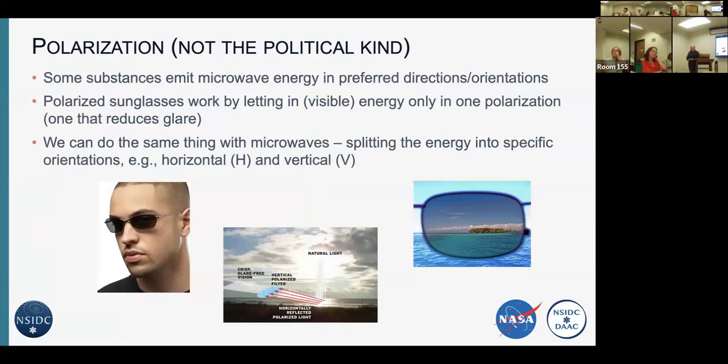So polarization: some substances emit the energy in preferred directions or orientations, depending on the substance. And this is what's called polarization. Instead of just emitting in all directions equally, it has a preferred direction. And polarized sunglasses, you're familiar with those. Those are kind of a polarizing filter. It basically allows light only in certain preferred directions, visible light.